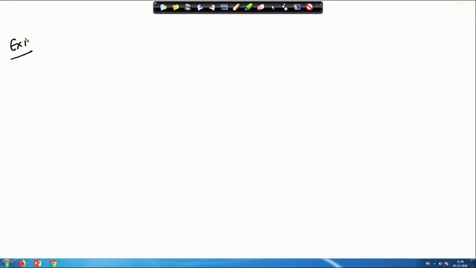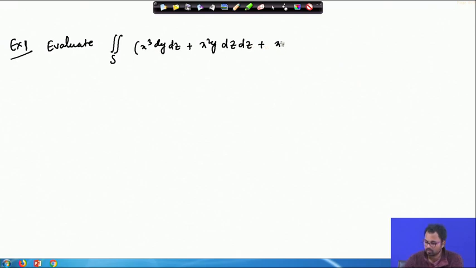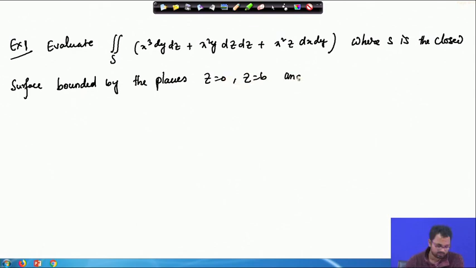So, example 1 for today. Evaluate the surface integral of x cube dy dz plus x square y dz dx plus x square z dx dy, where S is the closed surface bounded by the planes z equals to 0, z equals to b, and x square plus y square equals to a square.